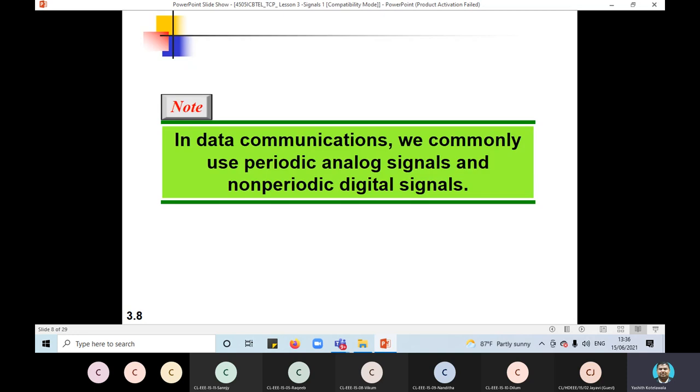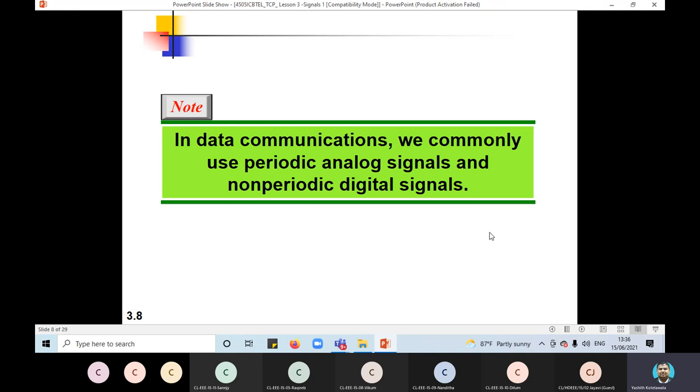In data communications, that means information, or let me say it can be digital. Let's see what is going to happen. Anyway. In data communications, we commonly use periodic analog signals and non-periodic digital signals. Right? Periodic analog signals and non-periodic digital signals.